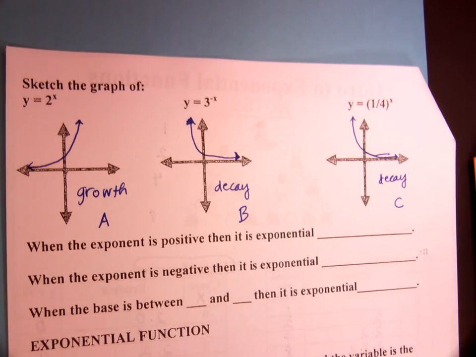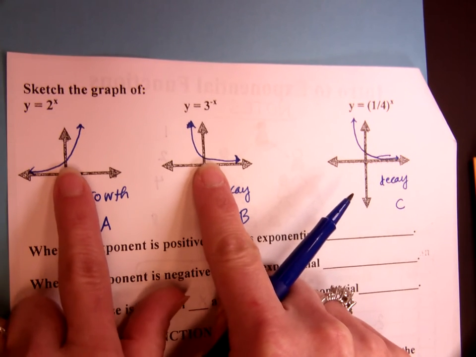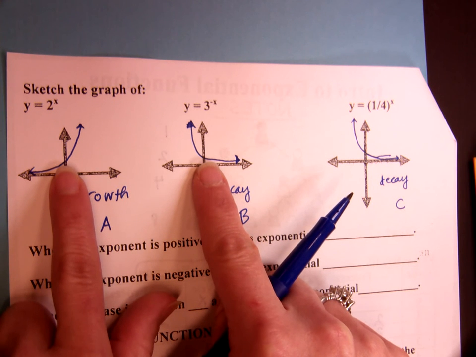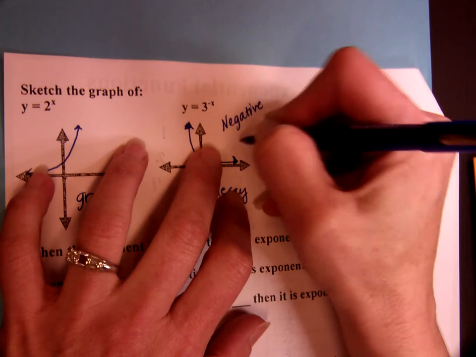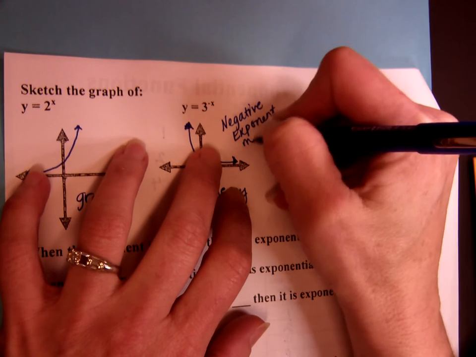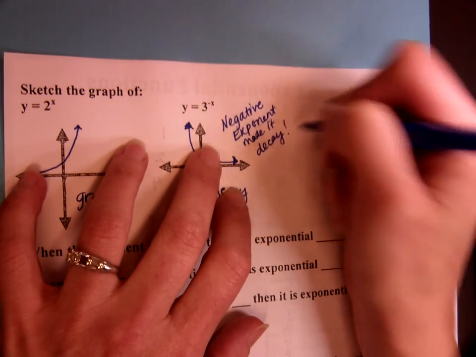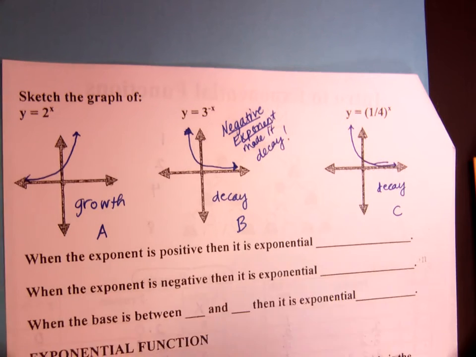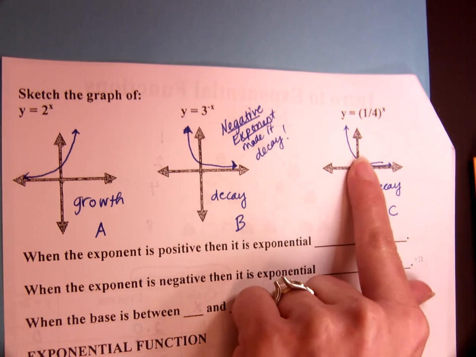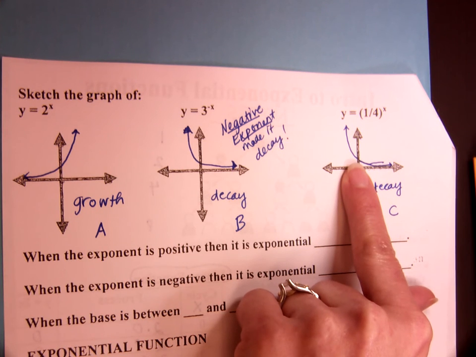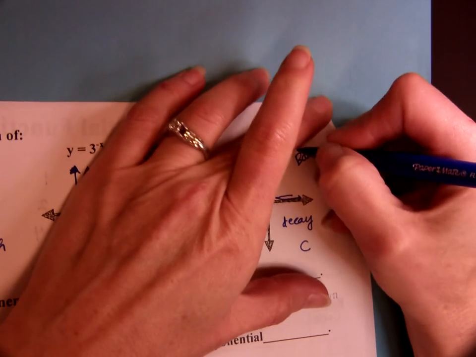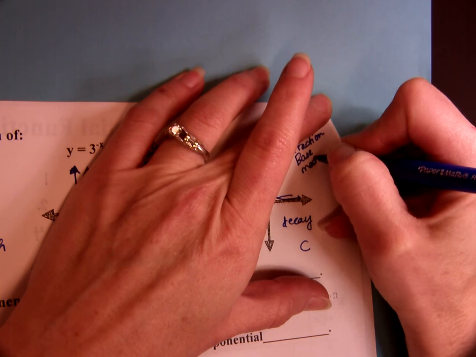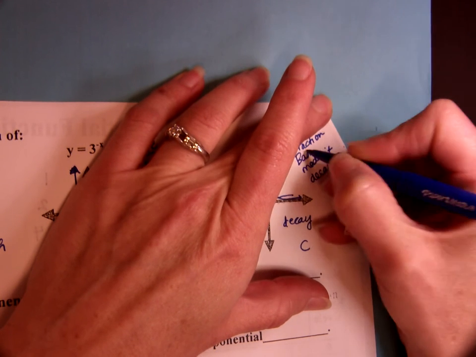Okay, so look at these two first, graph A and graph B. Can you tell me in the equations what made it go from growth to decay, Erin? The negative exponent. The negative exponent made it decay. It went from growth to decay because of the negative exponent. All right, I don't see a negative exponent on graph C, but it's still a decay model. What do you think made it decay this time? The fraction. Now, the fraction is not an exponent, is it? Do you remember what it's called? The base. Good. The fraction base made it decay also.